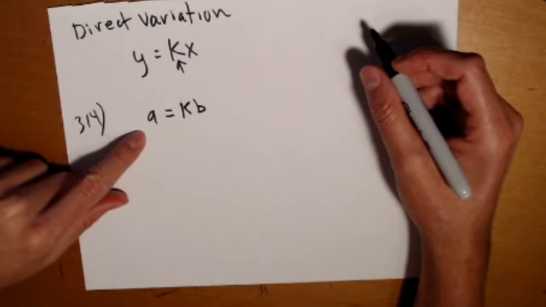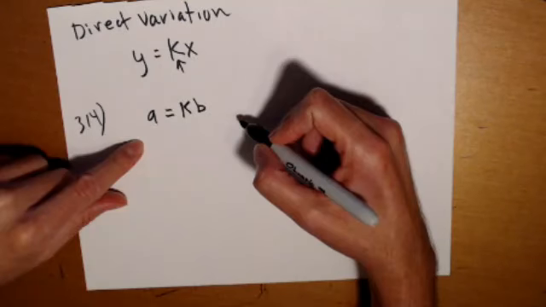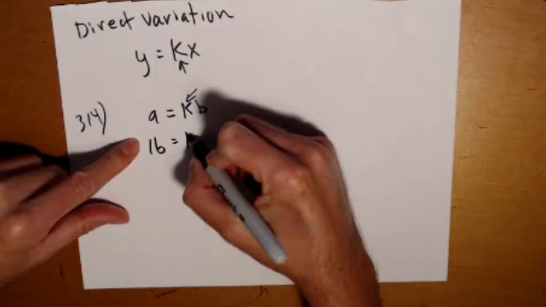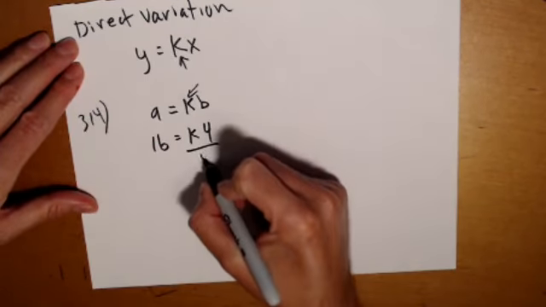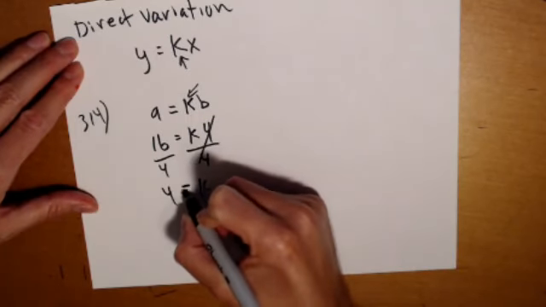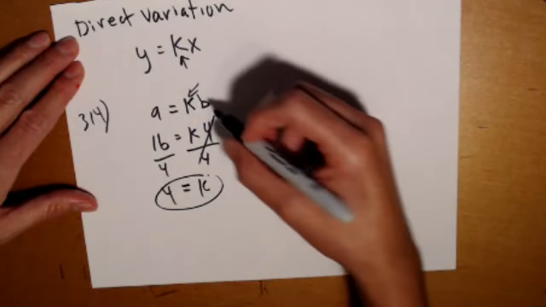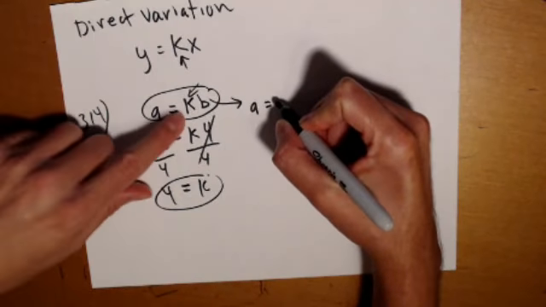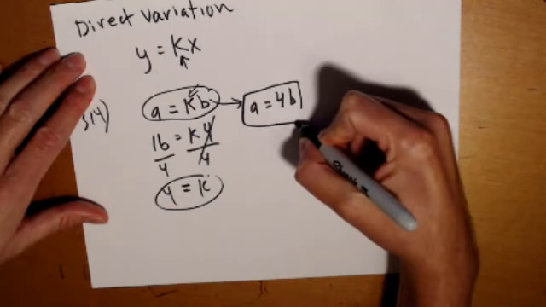Okay. And then it says, when A is 16, B is 4. So we're going to try and solve for K. So when A is 16, B is 4. Let's solve for K. Get K alone. And so K is equal to 4. So we figured out what K is, and then they say find the equation that relates A and B. So we're going to rewrite that first equation as A equals, and what was K? K was 4. 4B.